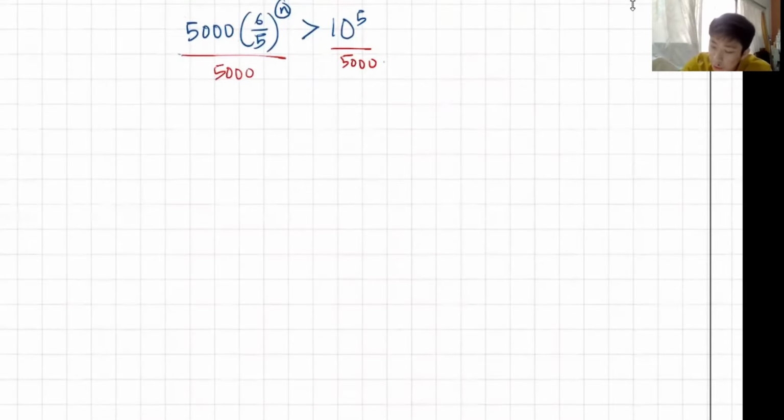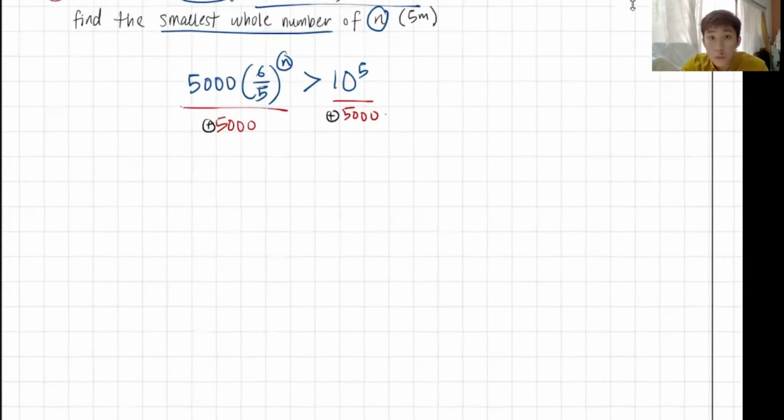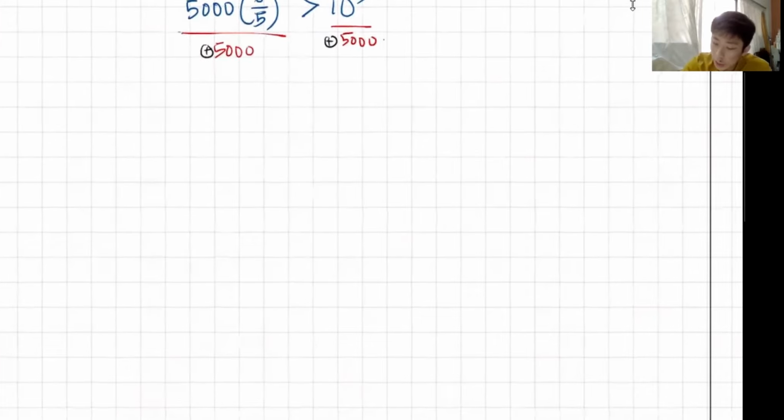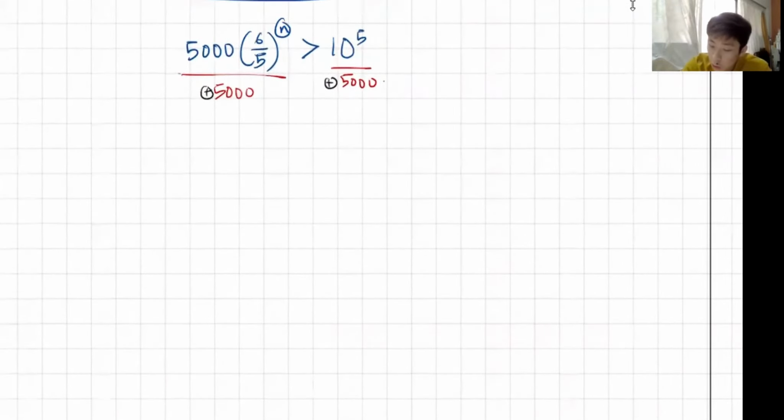You see, I'm dividing a positive number. Watch out, I'm dividing a positive number. So you just solve it normally, like you're solving an equation. I'll tell you a condition later. What is the difference between inequality and equality? There is one condition where you need to change the sign later. Okay, I'll tell you later, but for now you don't have to. Once I divide by 5,000, this 5,000 will disappear, become 1, not 0, become 1.